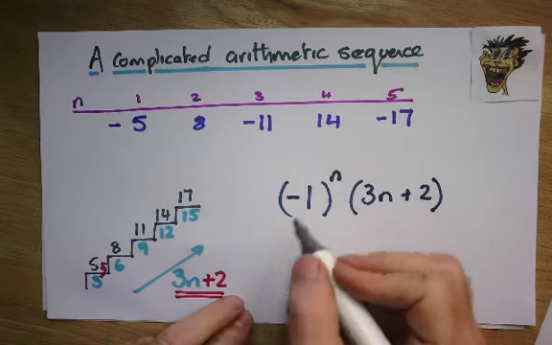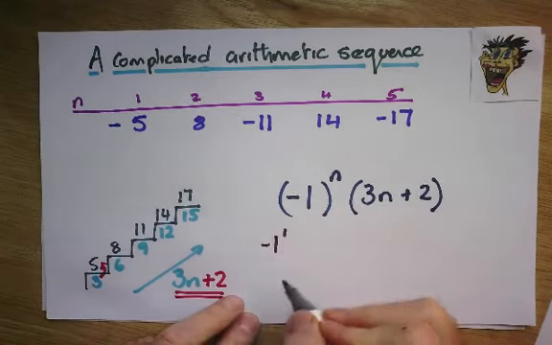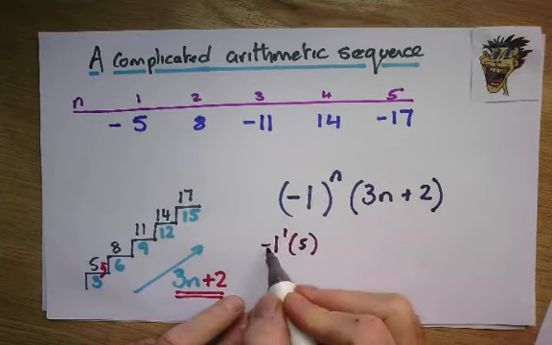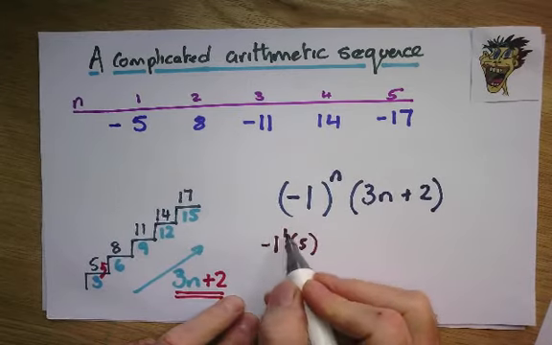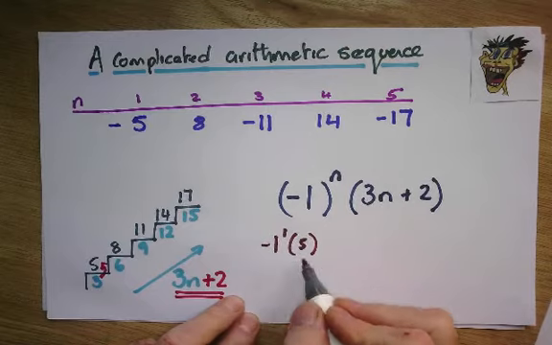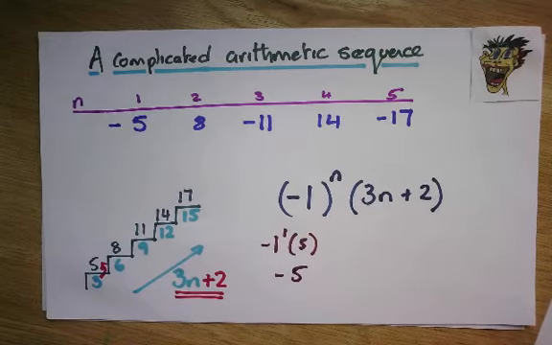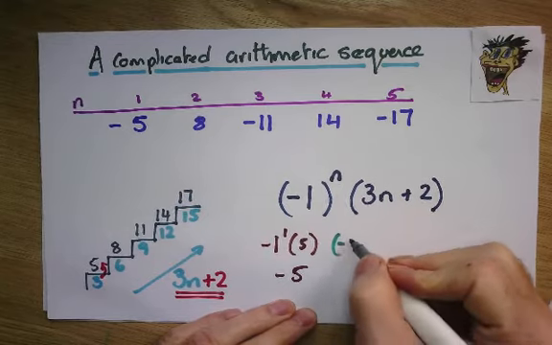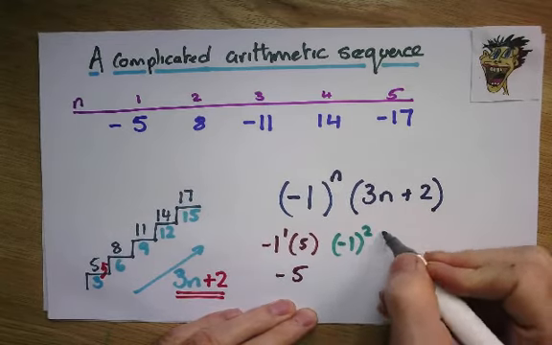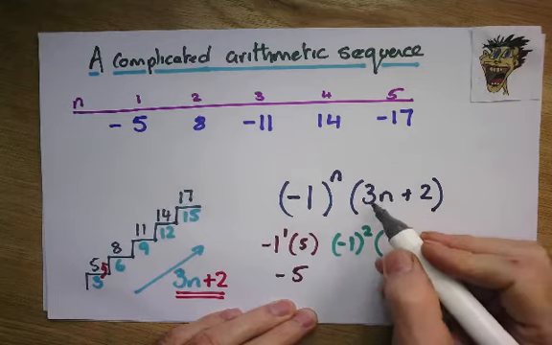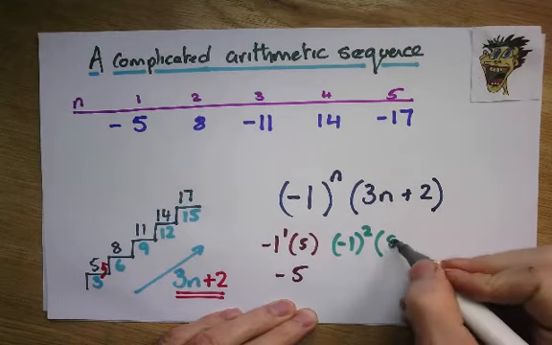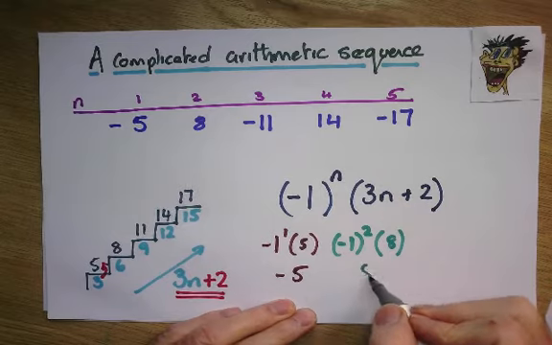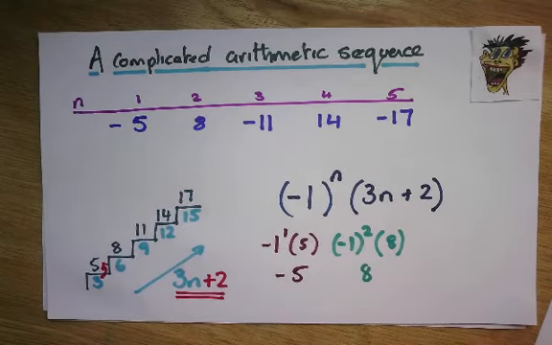n is 1. So on the first one, n is 1. I'll put 1 in there, so it's 3. And that's -1 to the 1, that doesn't change the sign, that's an odd power, so we get -5. Now try when it's 2. So 2 goes in there, 2 3s are 6, plus 2 is 8. And -1 squared is +1, so it's 8.